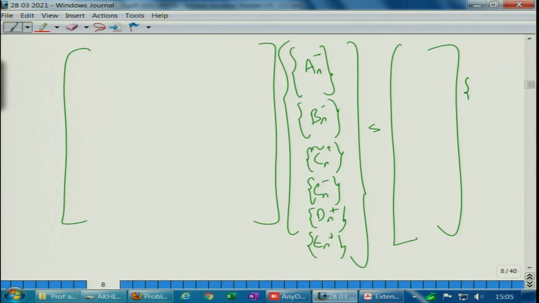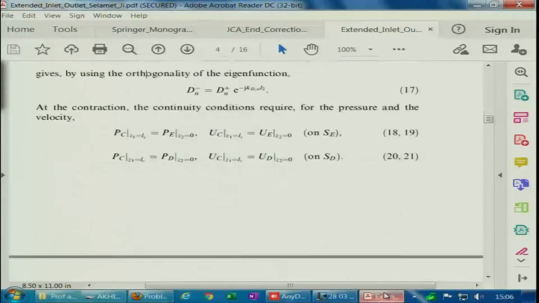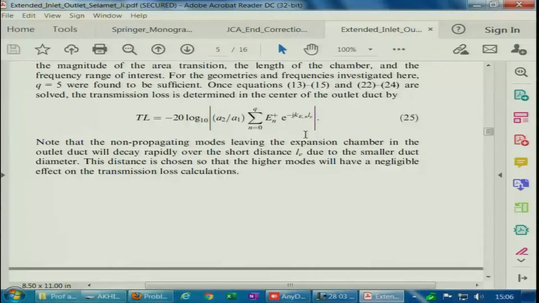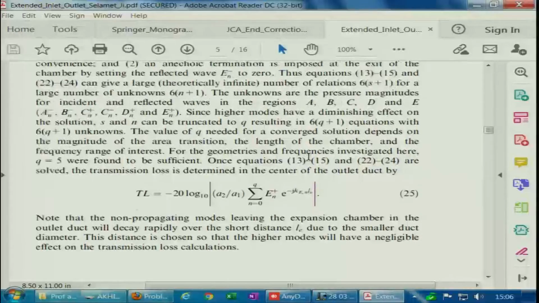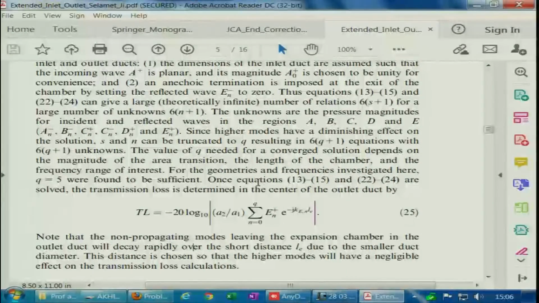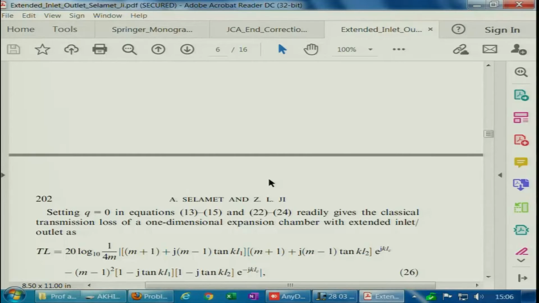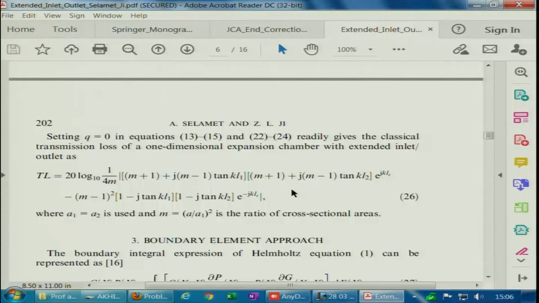some coefficients times A. Then we need to invert that matrix and express all these variables in terms of A0, and find the transmission loss as given by this expression, including the high order modes. But usually high order modes will not survive in the outlet pipe, since it has a small diameter. So for planar waves, this reduces to the expression we have discussed so far.